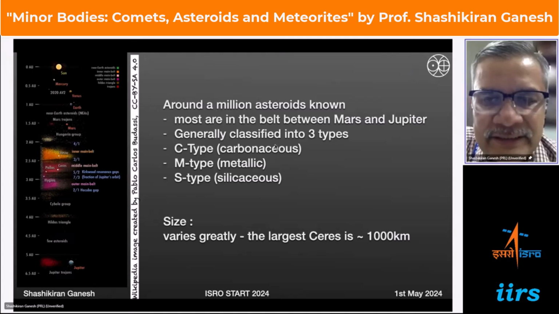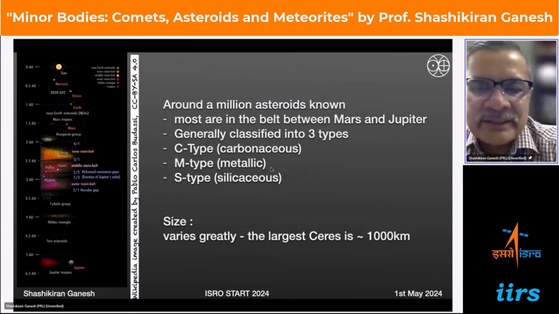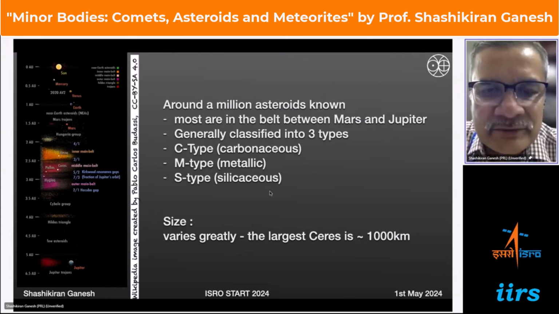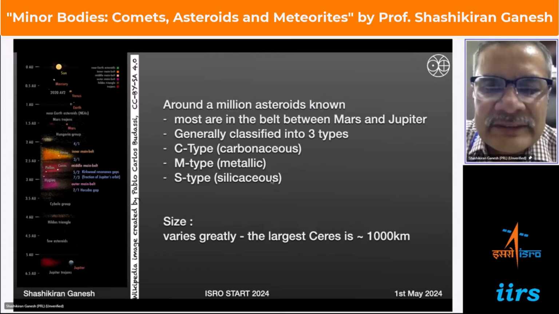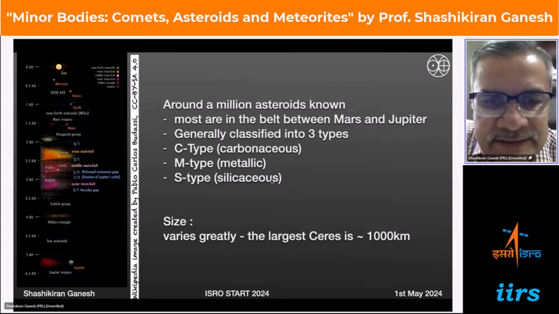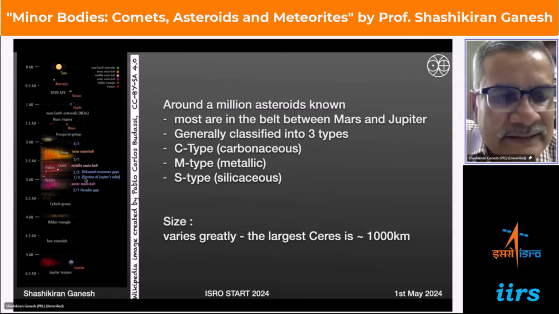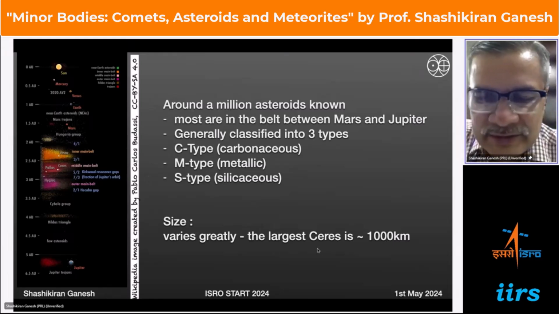They are generally classified into 3 main types. Depending upon where you read, you will find that they can be further subdivided into a big number of classes, from 14 to 24, depending upon very detailed spectroscopic classification. But loosely speaking, you can say carbonaceous types, metallic ones, and then the silicaceous or S-type asteroids. Size, as I said already, varies very greatly, and the largest one, Ceres, is nearly 1,000 kilometers across.